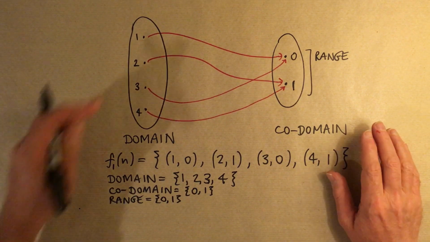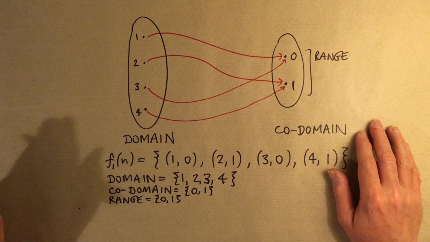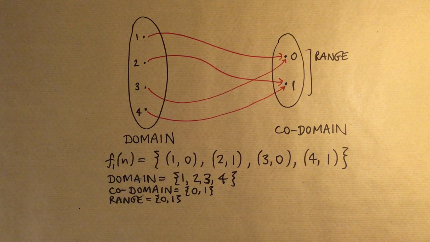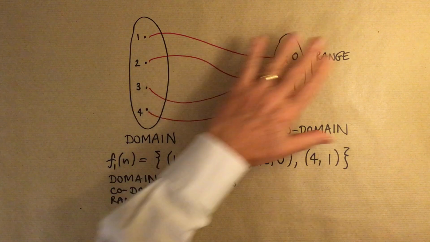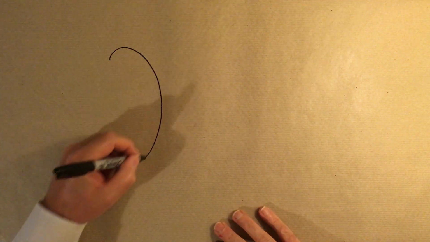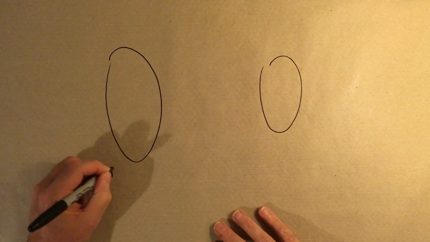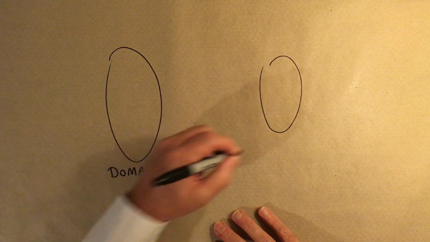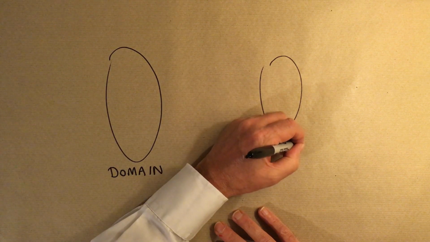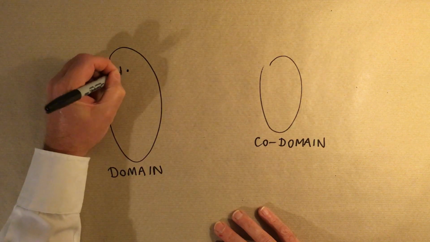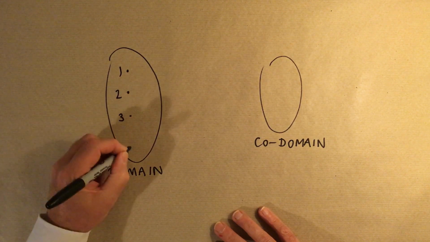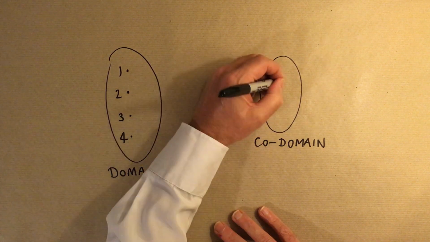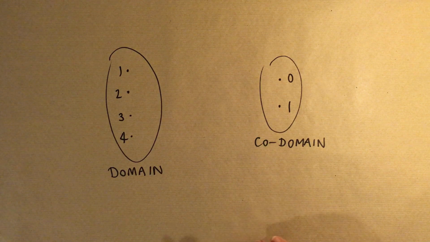Now, if I had a function where everything mapped onto 0, that's a perfectly decent function. In fact, let me draw that function for you. The function where everything maps onto 0. I'll get another bit of paper here. There we go. So let's have a potato diagram. We'll have the same domain and the same codomain. So we'll have 1, 2, 3 and 4 for the domain, and 0 and 1 for the codomain.